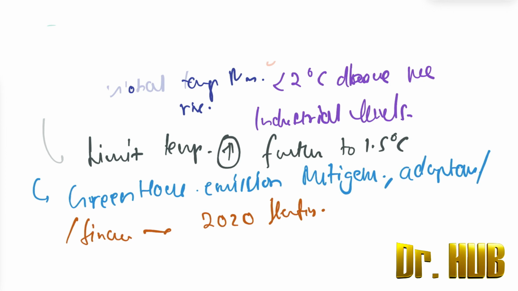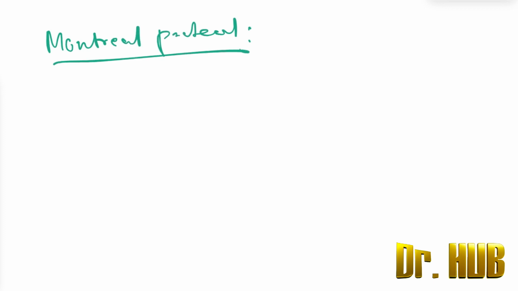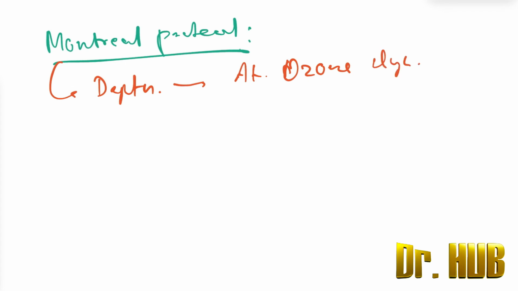Next, we will look at the Montreal Protocol. The Montreal Protocol is related to the depletion of the atmospheric ozone layer, which is protective.